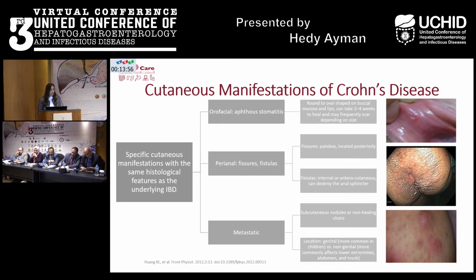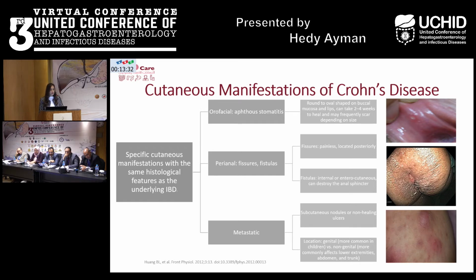Looking at the first group, a group of specific cutaneous manifestations sharing the same histopathological features as the underlying IBD, they can be further subcategorized into orofacial aphthous stomatitis, which typically presents as round to oval shaped ulcers on the buccal mucosa and the lips, typically taking around 2 to 4 weeks to heal, and they may frequently scar depending on their size.